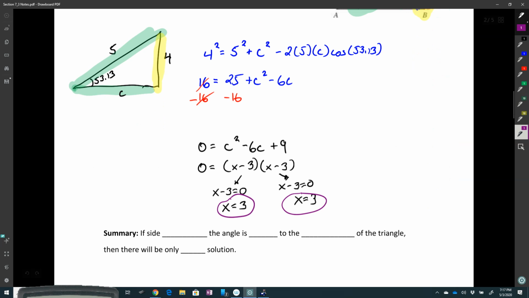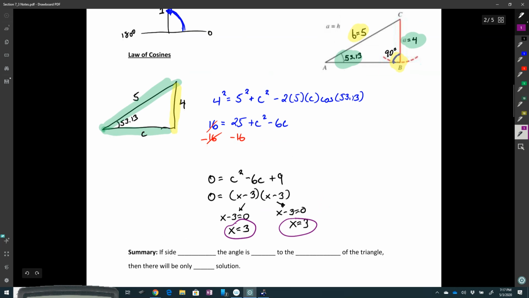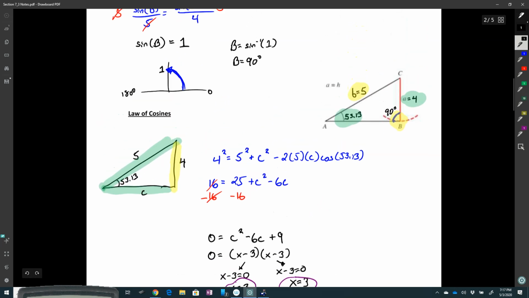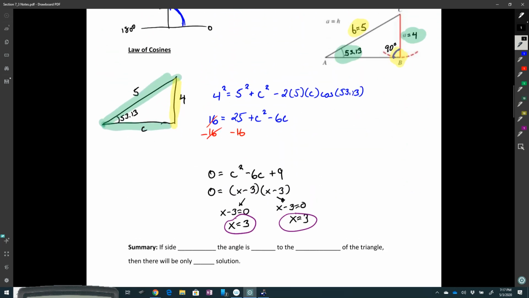Okay? And then in the next scenario, there's going to be two different solutions. And then the next scenario after that, two solutions, but one's positive, one's negative. All right. Anyway, so notice that, technically we're not done here because the question said find angle B. So we found out that C was 3. So we know it's a 3, 4, 5 triangle. And so from there, you can do whatever you want to do.